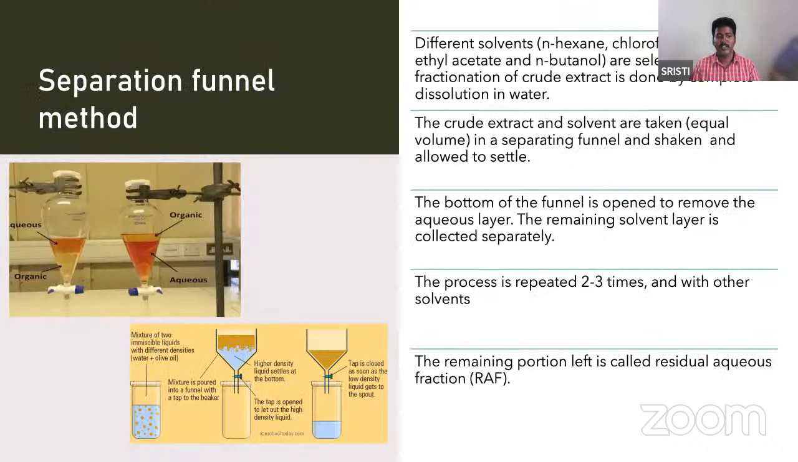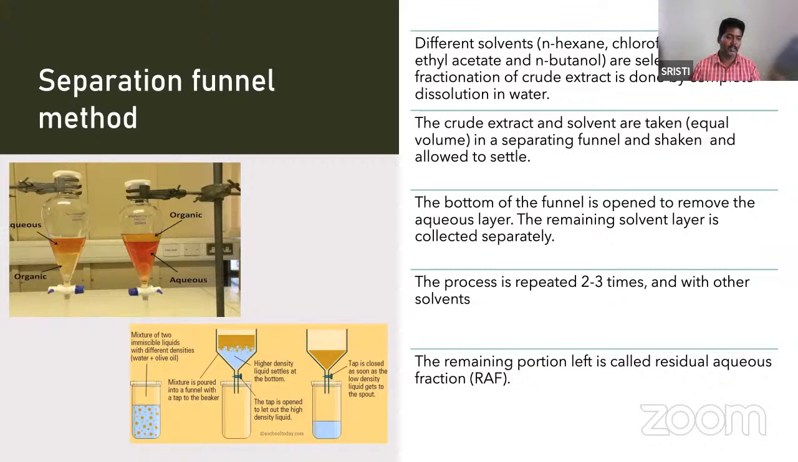The first method is the separation funnel method. Different solvent systems are used here, like n-hexane, chloroform, acetone, ethyl acetate, and n-butanol. The fractionation of crude extract is done by complete dissolution in water. So you dissolve your crude extract in water, and then you use solvents of different polarity to extract the different compounds. The compounds able to dissolve in a given solvent will be separated into that solvent system during this method.